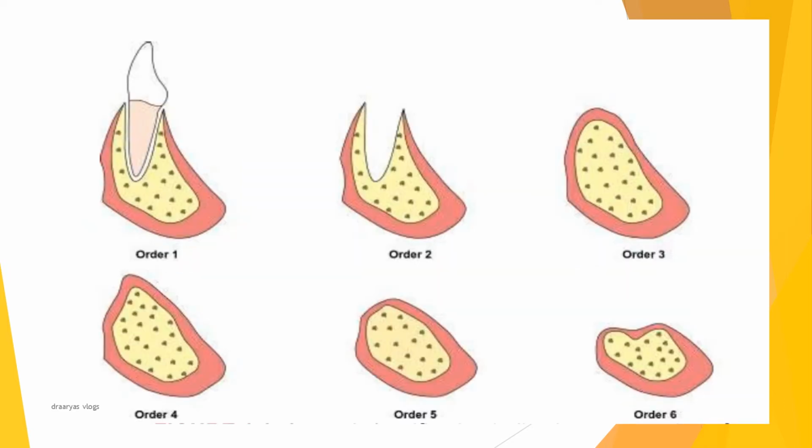So the Atwood has classified the residual ridges as orders 1 to 6. It influences support and stability of the dentures. And the classification is order 1, it is pre-extraction. Order 2, it's post-extraction. Order 3, high well-rounded. Order 4, knife edge. Order 5, low well-rounded. And order 6 is depressed.